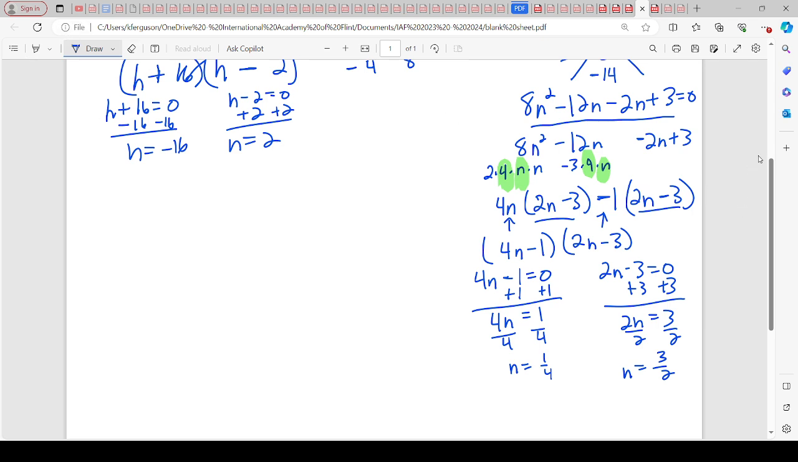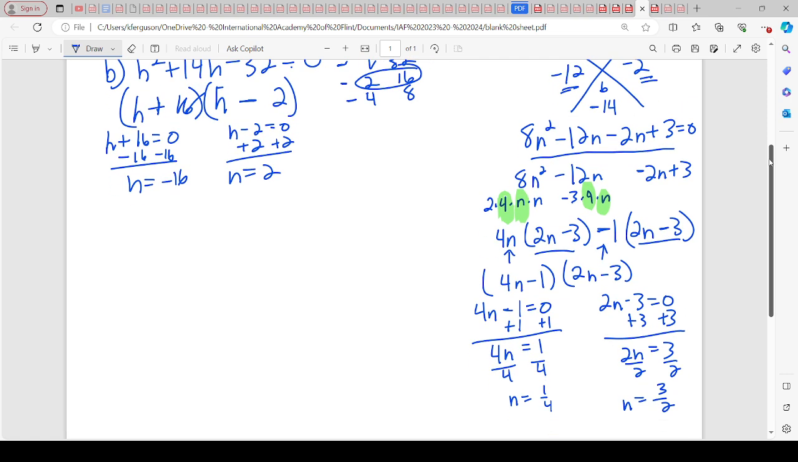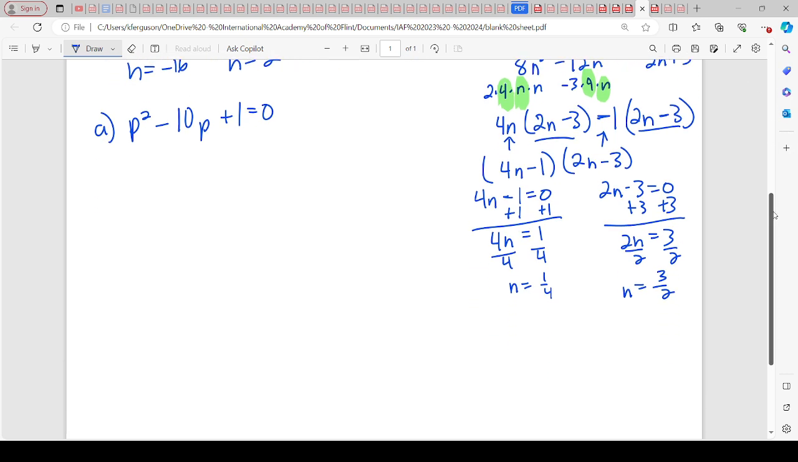Finding a solution for a quadratic equation. So that was factoring and the AC method. We got one more problem. We got A, which is p squared minus 10p plus 1 equals 0. So that doesn't work for factoring, and it doesn't work for the AC method. So we either have to use the quadratic equation or we need to complete the square. So how about we use the quadratic equation?